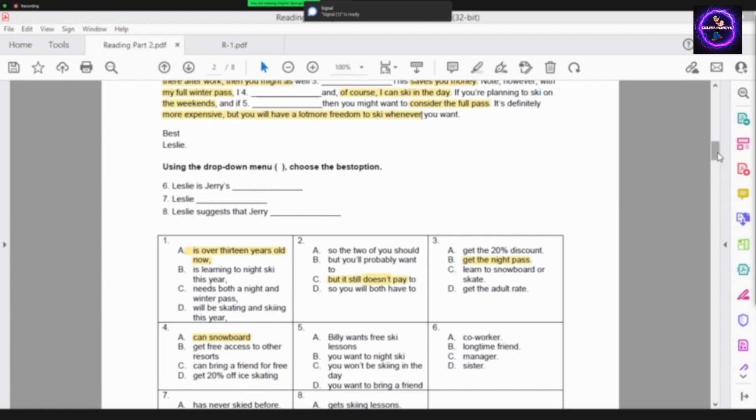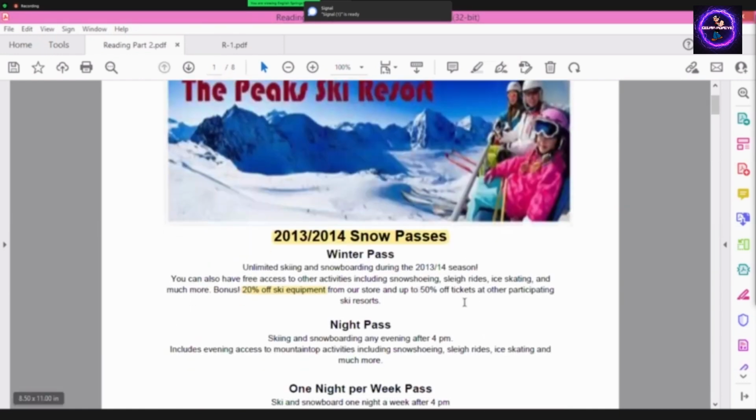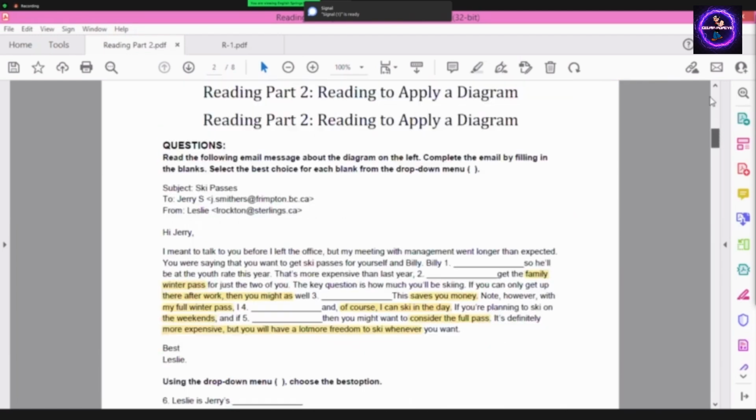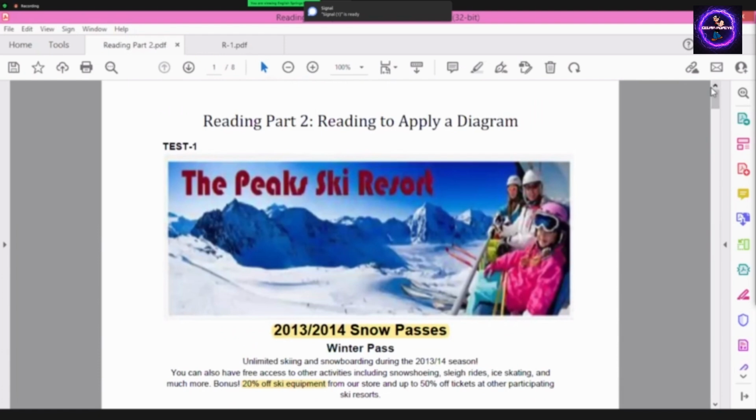Yeah, full pass means a winter pass actually. That's a full winter pass. Okay, the others are night pass and one night per week pass. If you want unlimited skiing and snowboarding during winter, you can have free access to other activities. Okay, that's it, we can go down.